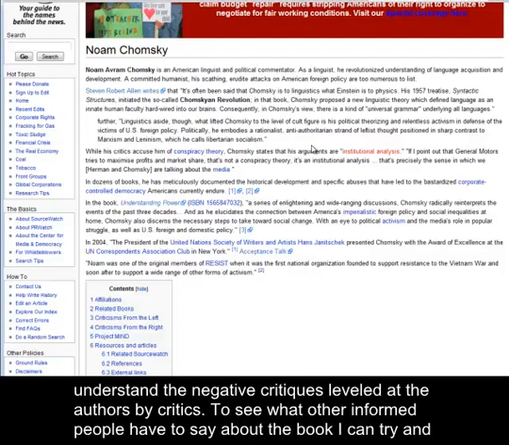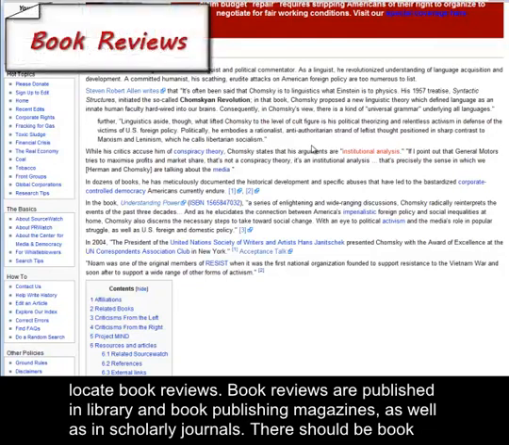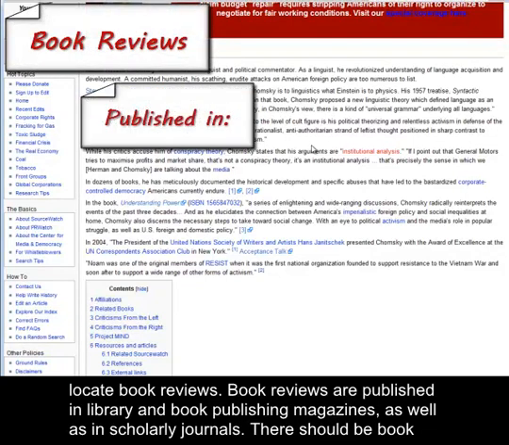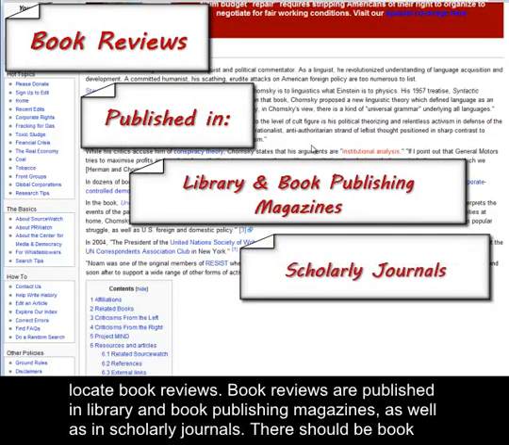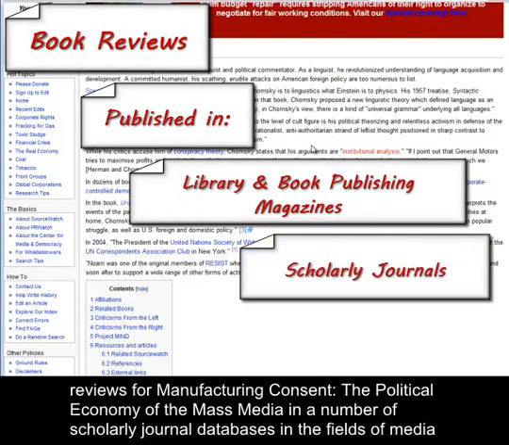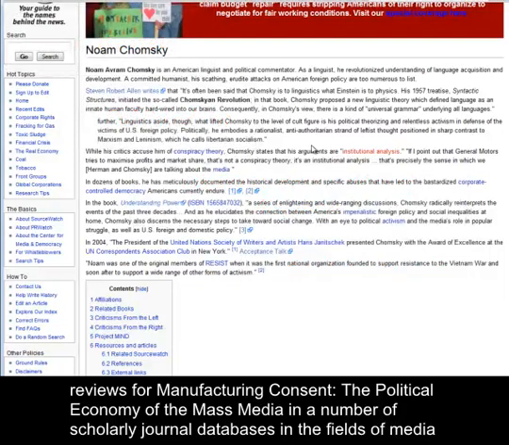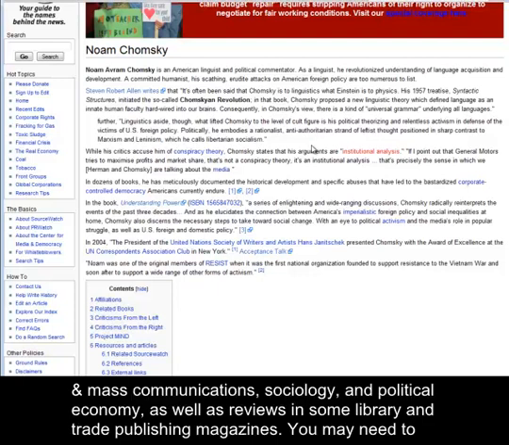To see what other informed people have to say about the book, I can try and locate book reviews. Book reviews are published in library and book publishing magazines, as well as in scholarly journals. There should be book reviews for Manufacturing Consent, The Political Economy of the Mass Media, in a number of scholarly journal databases in the fields of media and mass communications, sociology, and political economy, as well as reviews in some library and trade publishing magazines.